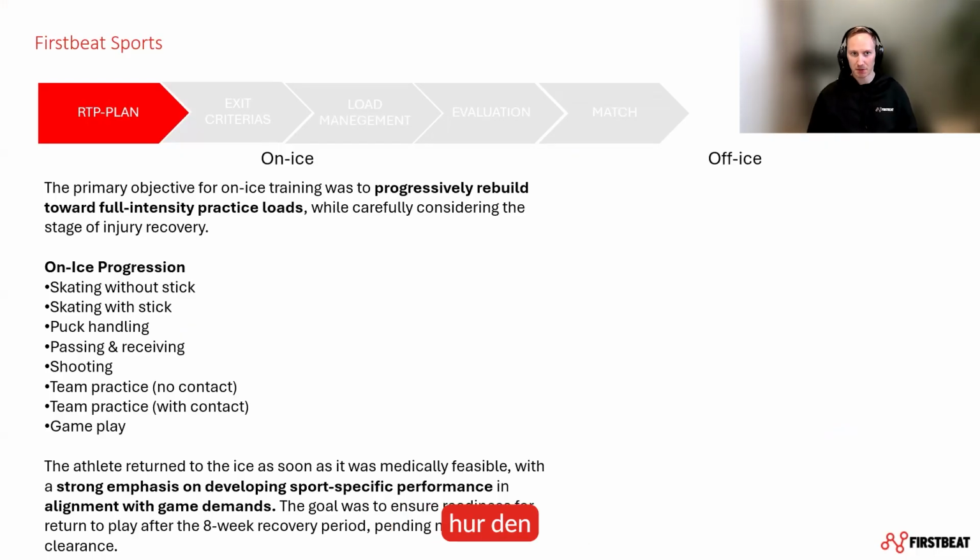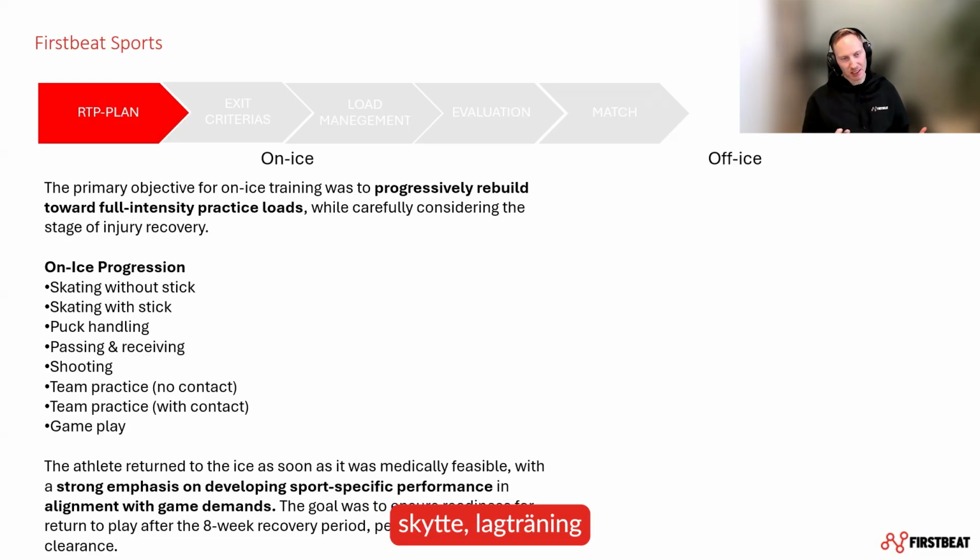So on ice, the primary objective was to progressively build towards full intensity practice loads while carefully considering the stage of injury recovery. And the on-ice progression was the following: skating without a stick, skating with stick, puck handling, passing and receiving, shooting, team practice with no contact, then team practice with contact. And that's because of the nature of the injury, of course, the broken wrist. So you need to take those things into account.